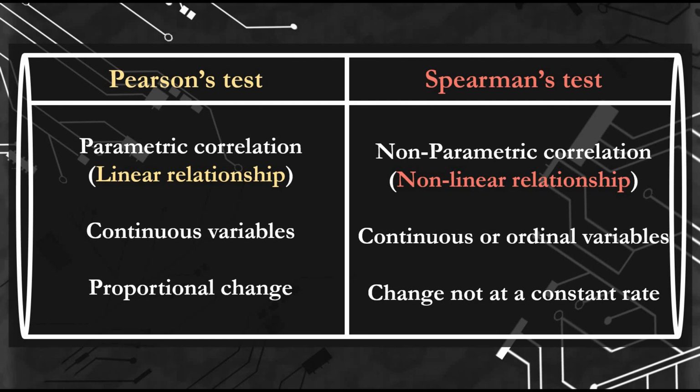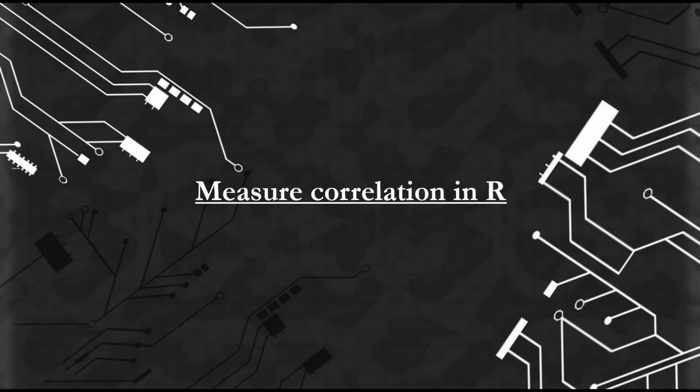Spearman test is a non-parametric test, so it doesn't assume that your data is normally distributed, and it can measure the non-linear relationship between the variables. It can apply for continuous and ordinal variables, and also it applies when the change is not at a constant rate. So let's move to how to measure correlation in R.